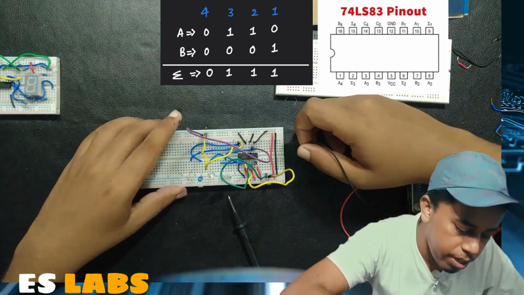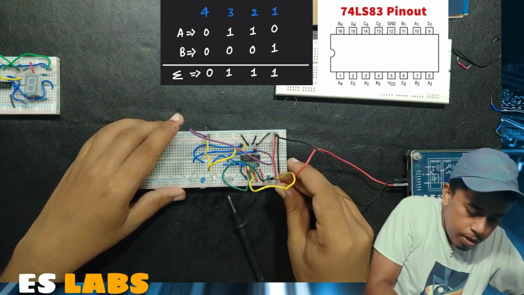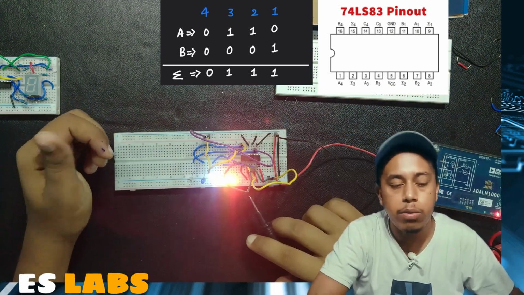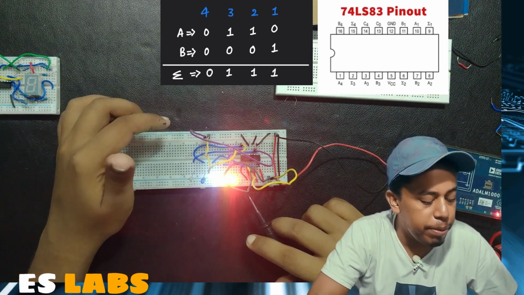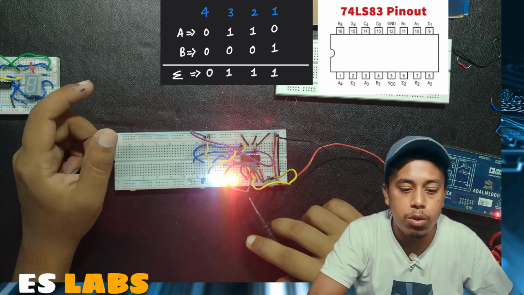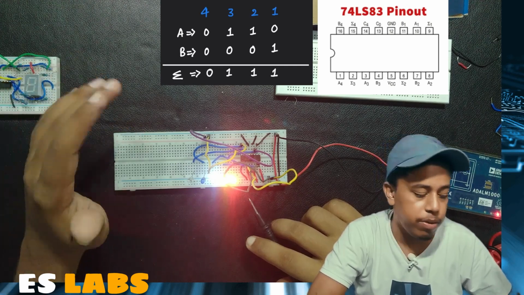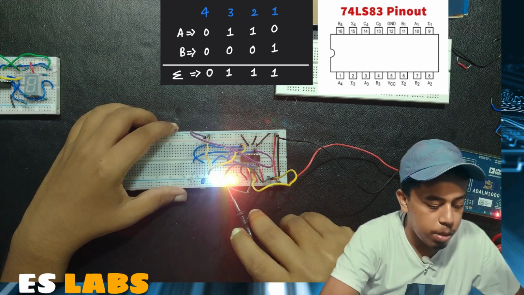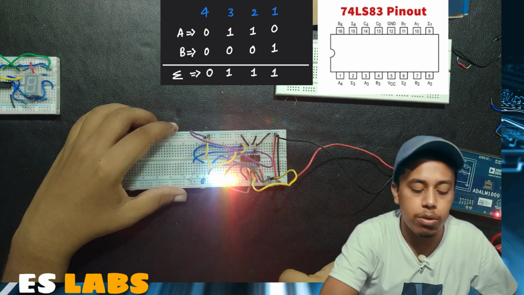Now we give power to the circuit, ground and VCC. So I have set A to 0 1 1 0 and given the B input bits 0 0 0 1. So the output should be 0 1 1 1, 0 followed by 3 ones. We can see that summation 1 is going to 1, summation 2 also going to 1, summation 3 going to 1, and summation 4 is going to 0.